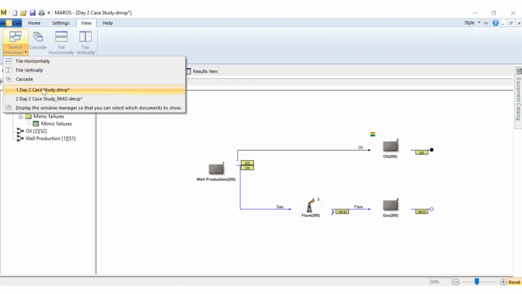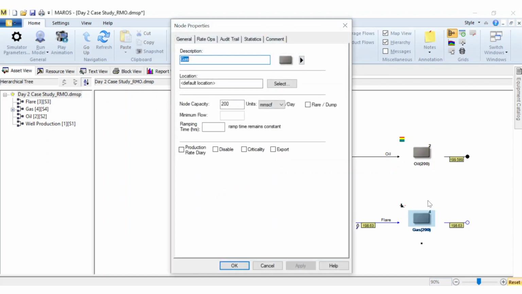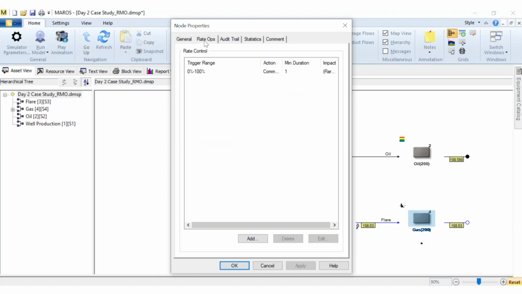Now, in a scenario where the flare rate should be limited from any downstream gas system failure, we can set up rate management operations to modify the flaring rate. Using the same model, we have set up rate management operations on the gas export node.